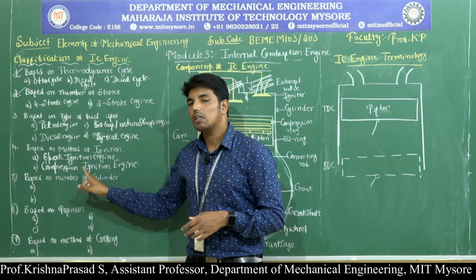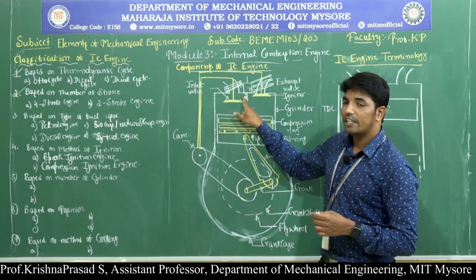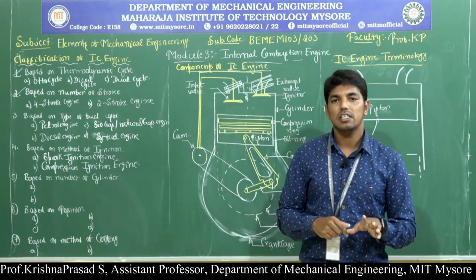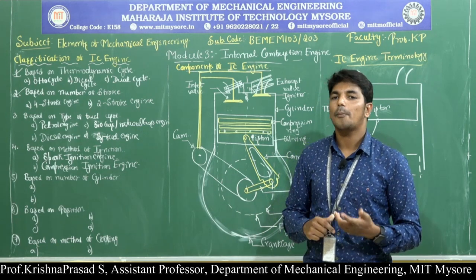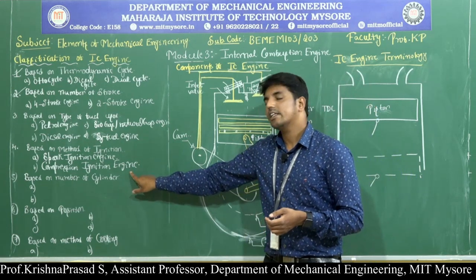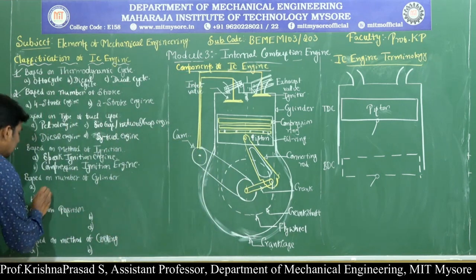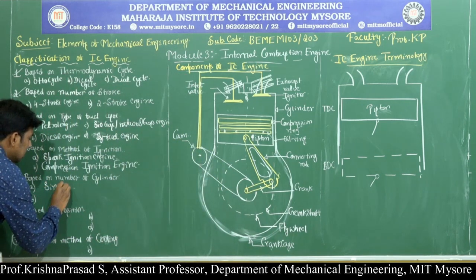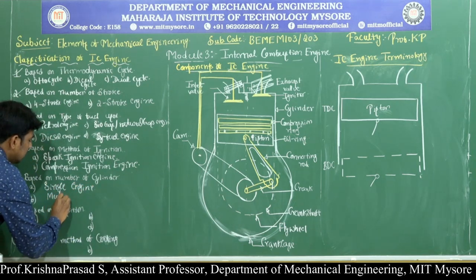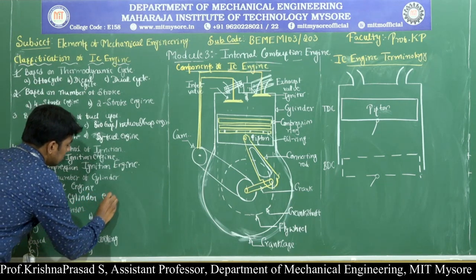Then the second one is called the compression ignition engine. In the compression ignition engine, the igniter used is called the fuel injector. Once the diesel is sprayed inside the engine cylinder, it comes in contact with the compressed air, hence a high amount of energy is liberated in the form of heat. Next, based on the number of cylinders, there are two different types: single cylinder IC engines and multi-cylinder IC engines.